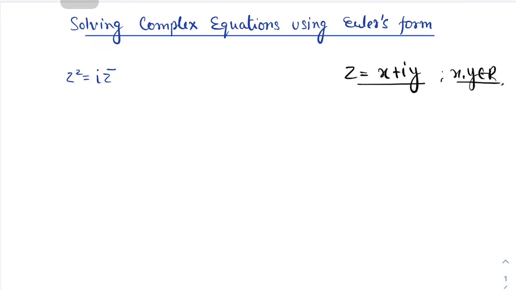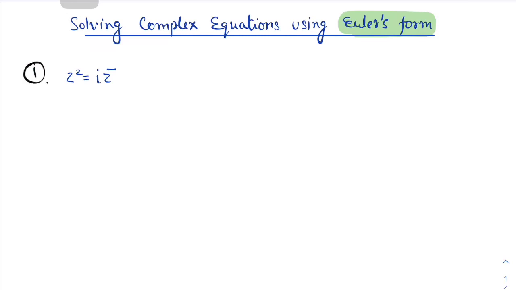Okay, so one very useful method that we couldn't cover in that lecture was by using Euler's form. We can solve complex equations by using Euler's form, that is, the exponential form of a complex number. Okay, so let's take an example.